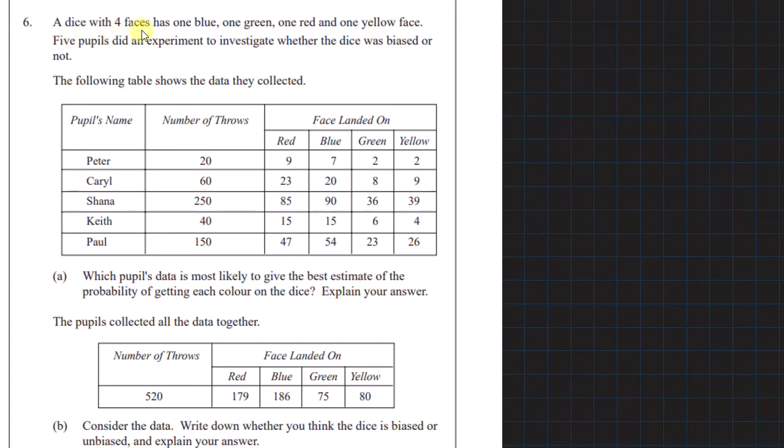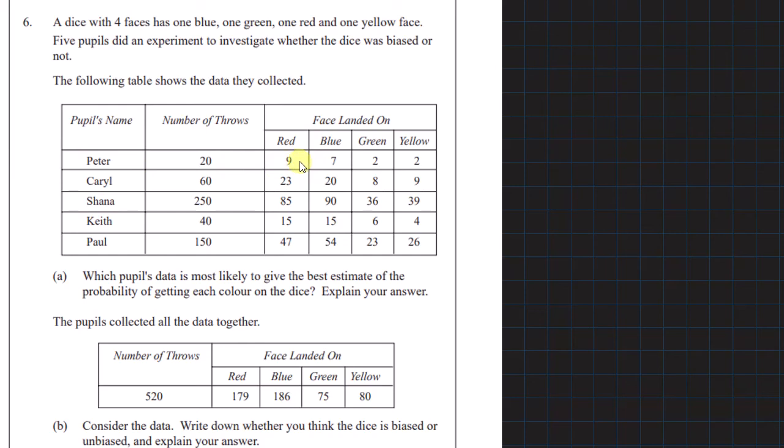So a dice with 4 faces has 1 blue, 1 green, 1 red, 1 yellow. Now initially you might think, oh, the probability of them is going to be equal, so the probability would be a quarter, a quarter, a quarter, a quarter. That would be the case if it was fair. Now these pupils are going to find out if they think this dice is fair. So 5 pupils do the experiment to investigate whether or not the dice is biased or not. So each of them sat down with the dice and rolled it. And they got the following information.